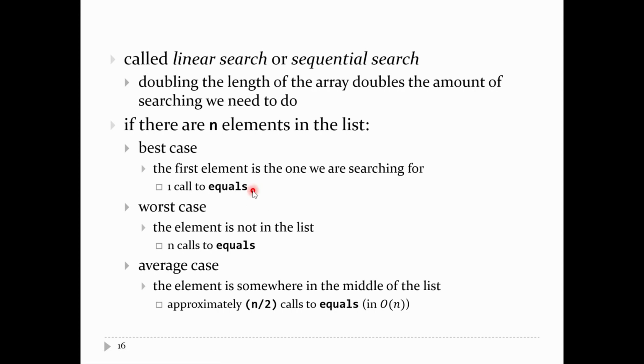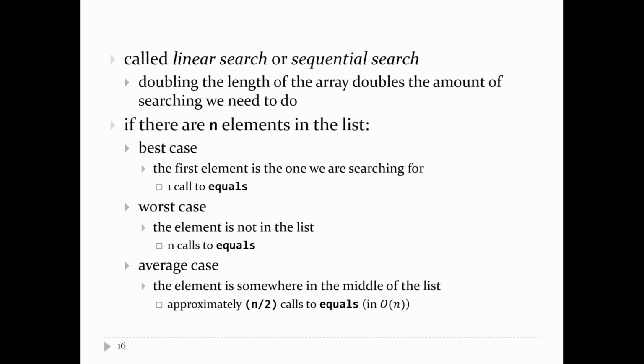So that's exactly one call to equals, right? So in the best case, this is O(1) time. However, in the worst case, the thing you're looking for is not in the list, or it's the last element in the list, right? If there's n elements in the list, that's n calls to equals, right? So that's big O of n.